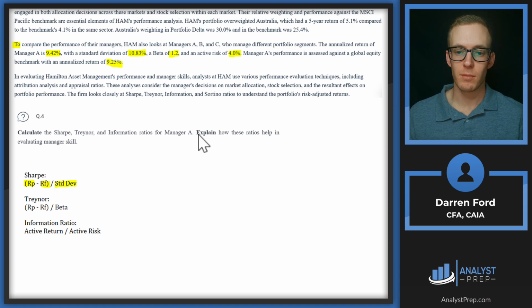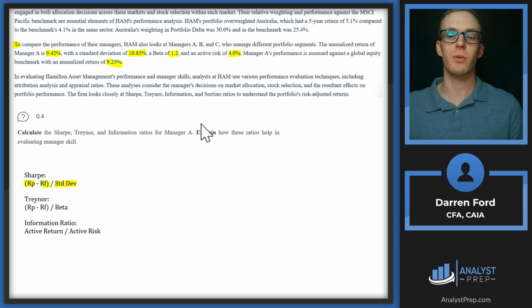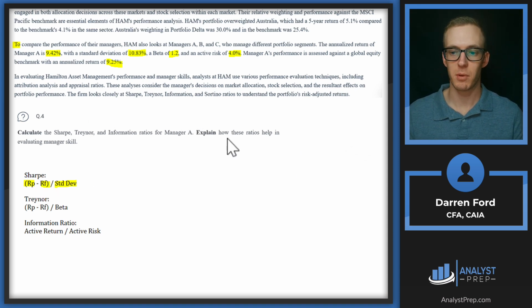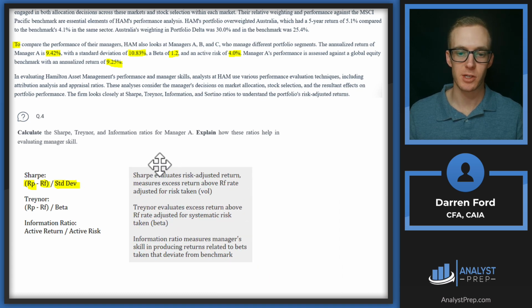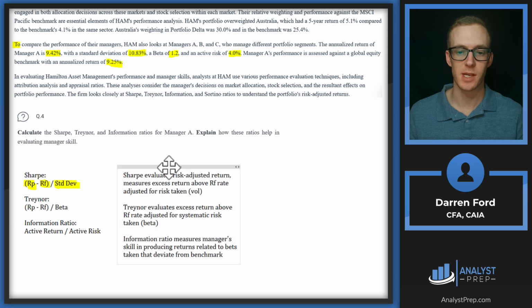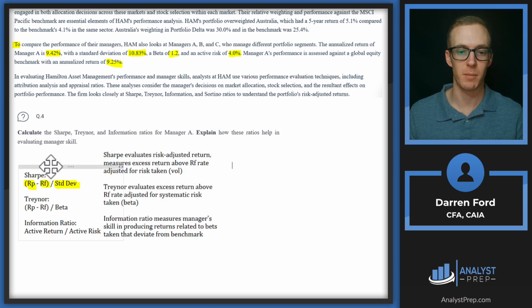So the Sharpe ratio is going to be the return of the portfolio minus risk-free over standard deviation. Also important is to explain how these ratios help in evaluating manager skill. I'm going to go through the evaluation first before we pull in the numbers. The Sharpe ratio is used to evaluate risk-adjusted returns. It's absolute risk-adjusted returns because it's measuring how well our portfolio is doing relative to the risk-free rate, based on how much risk we're taking on from the standard deviation. So it's essentially measuring how much additional return we're getting for any risk we're taking above the risk-free rate.